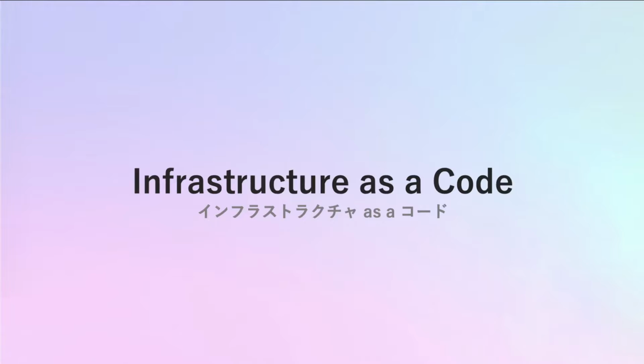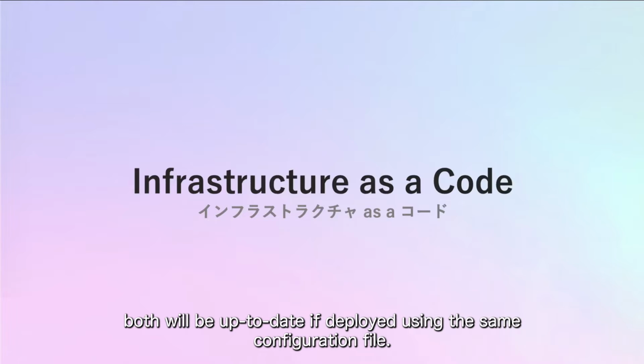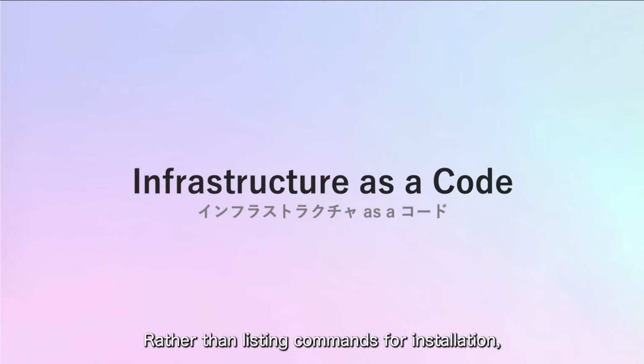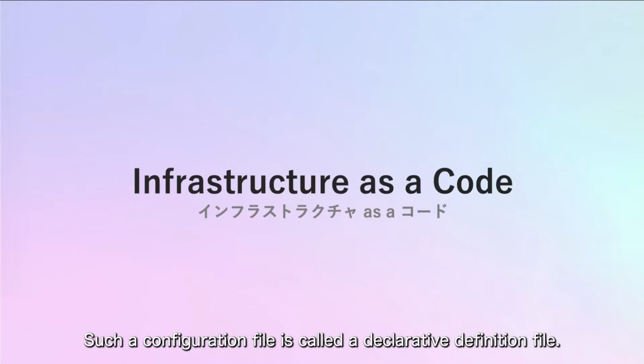This way, it can be used not only when setting up the server for the first time, but also when updating it. Moreover, whether updating a server that has not been updated in a month or a server that was updated yesterday, both will be up to date if deployed using the same configuration file. Rather than listing commands for installation, such a configuration file would be a list of application types and versions that you want installed. Such a configuration file is called a declarative definition file.